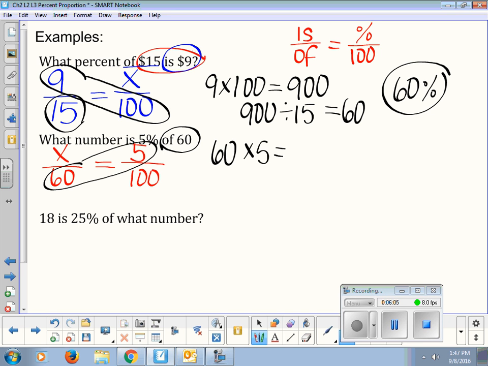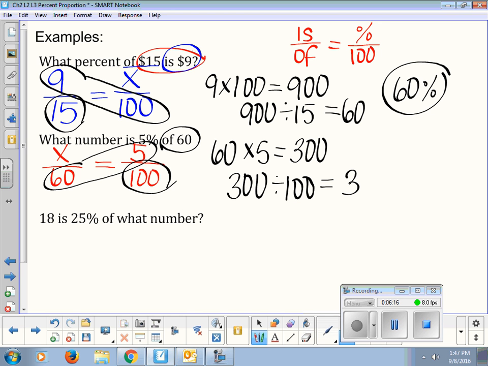60 times 5 gives us 300, and we do what with our leftover number? Divide by 100. 300 divided by 100 gives us 3. So we know that 3 is 5% of 60.